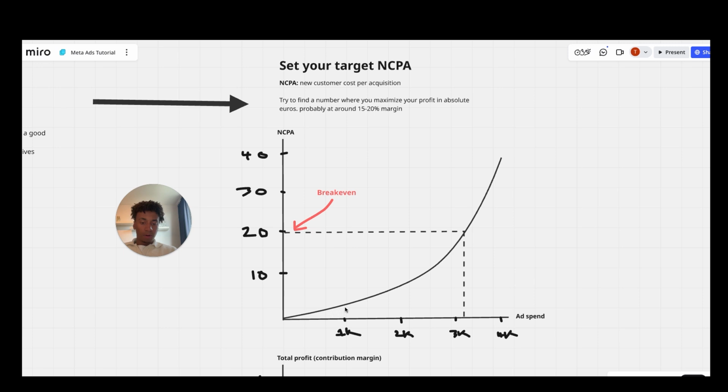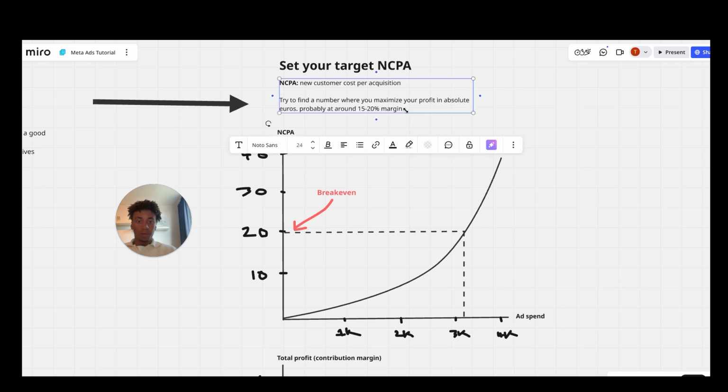But the more you spend, the more your NCPA will increase, and at some point you'll reach this point, and that's where your average NCPA is going to be 20 euros. So that is your break-even point. Once you've spent this amount of euros and you've hit this NCPA of 20 euros, you just broke even and you made 0 euros in profit. This is not what you want. You want to maximize it. You want to maximize your total amount of profit which you make.